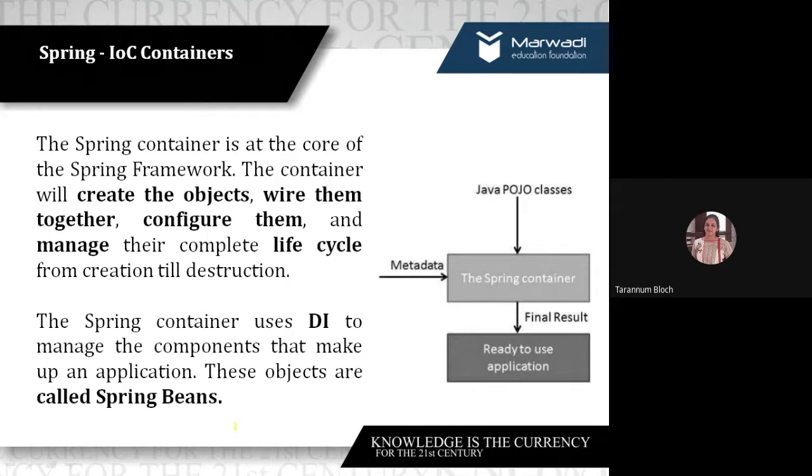Spring container uses the dependency injection, we call it as a DI, to manage the components that make up an application and to manage the objects, which we call the Spring beans. Basically, Spring beans are the lighter weighted Java classes having getter and setter methods. Fine. So look at the diagram. What it will do, your Spring container takes the POJOs. Java POJO classes are the classes with getter and setter methods and constructor.